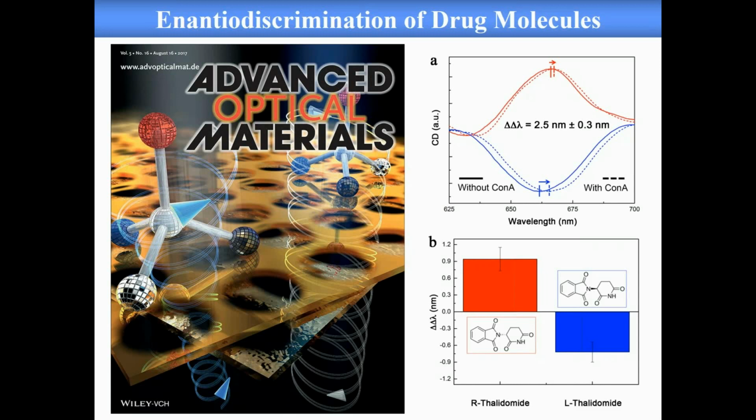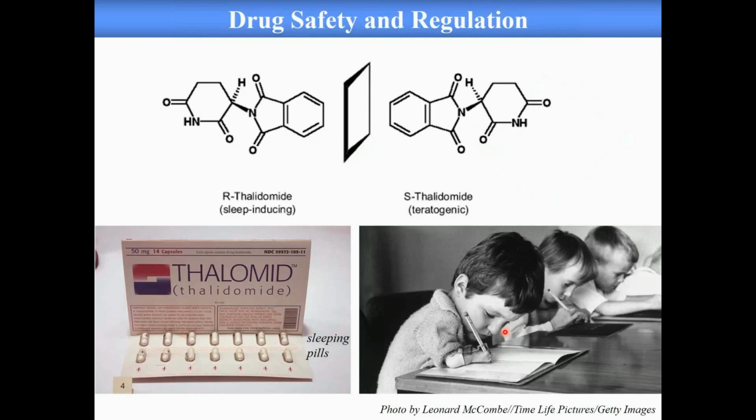So you can see we are able to detect the chirality of the two drug molecules down to picomolar concentrations. Right? This drug molecule has really been a disaster before, because it is a drug for sleeping pills, but once you have the other handedness, you create a lot of birth defects. So it's very important to detect the purity of these molecules.